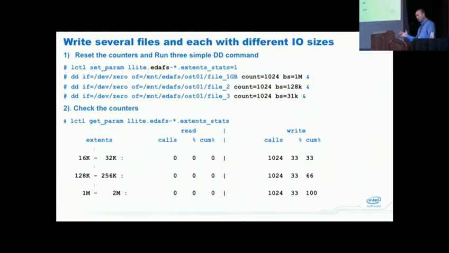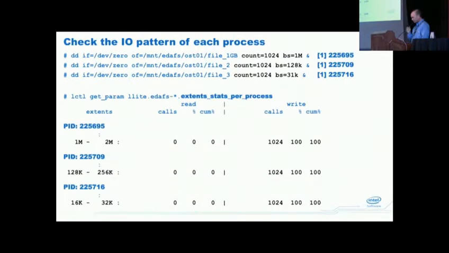So this is great, and this is an artificial example which works out really nicely, but what happens if you had lots of different processes writing different sizes, maybe the same size? It'd be very hard to understand who is doing what in these extent stats statistics. So how do we figure out which process is generating what IOs?